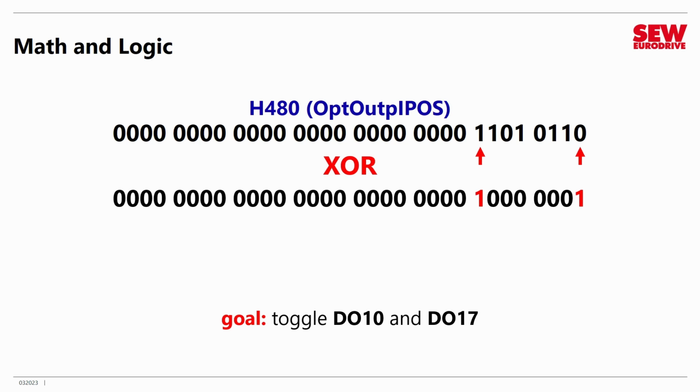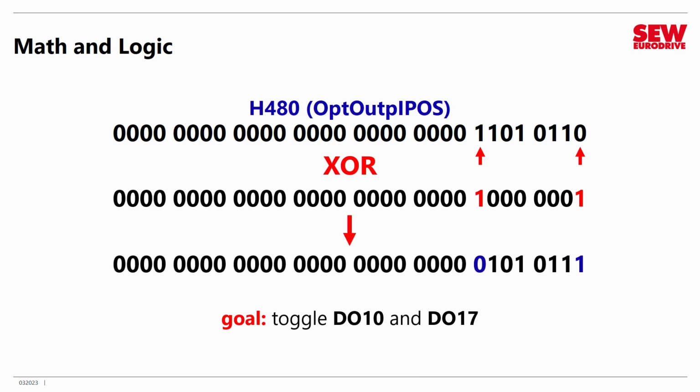So we exclusive OR H480 with this bit pattern, and you can see the 1 bit became a 0 and the 0 became a 1. And that's pretty nifty.